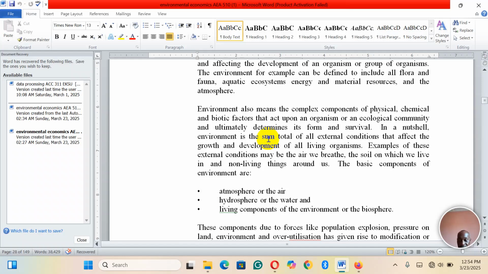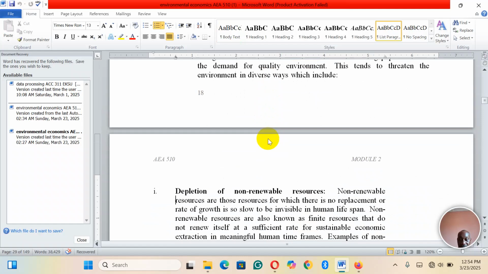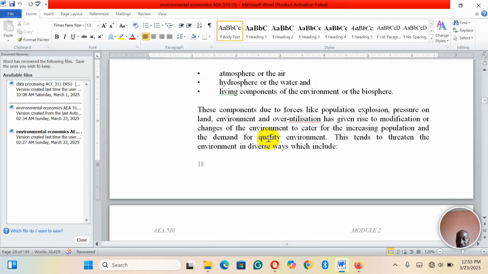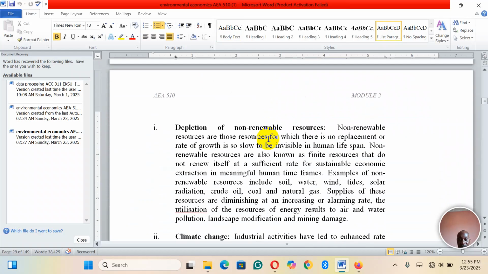So these components are affected by forces like population explosion and pressures on land, environment, and over-utilization, which have given rise to modification or changes of the environment to cater for this. Then they tend to threaten the environment in diverse ways, which include, one, the depletion of non-renewable resources.